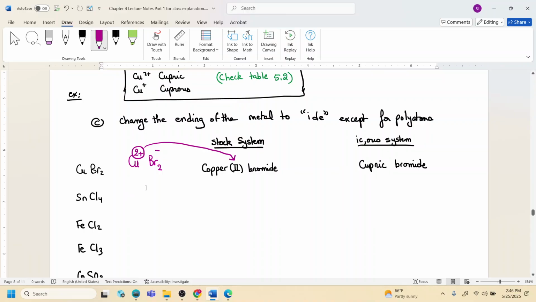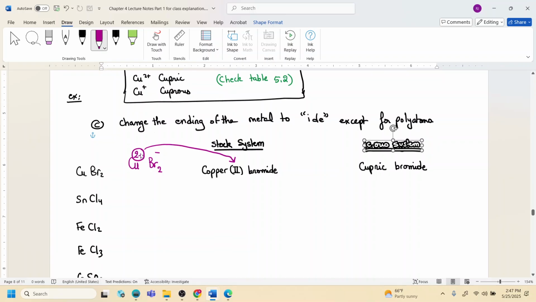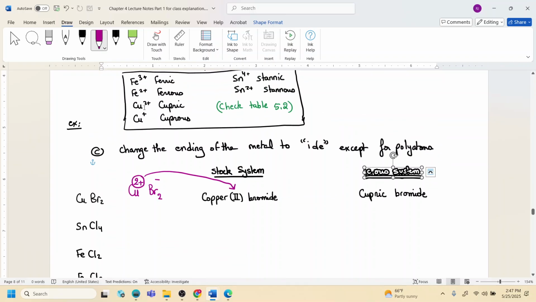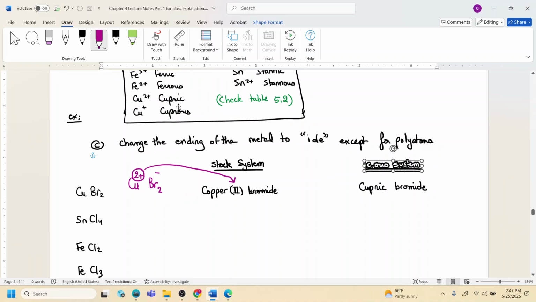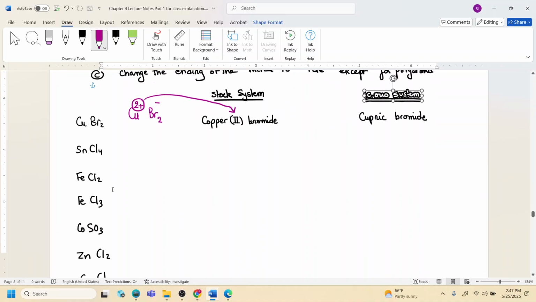Okay. I can also name it in an IC and OUS system by simply naming it as a cuprous. No, it's actually cupric bromide because this is a higher oxidation state. If you look at the table, Cu2+ is named cupric. Okay, let's have another example.